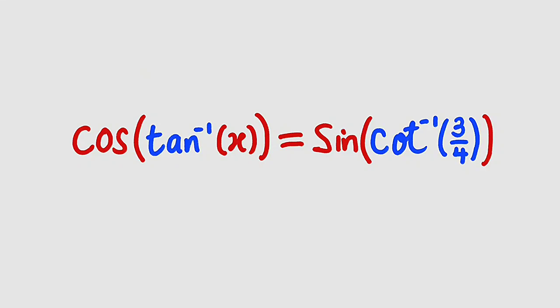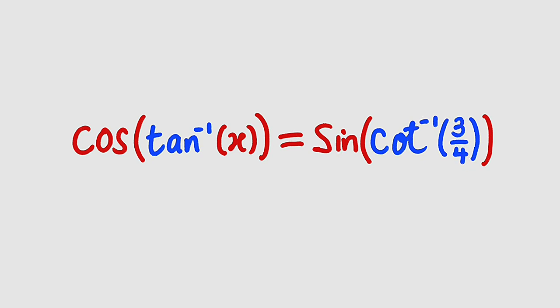Hello, good day viewers. In this tutorial we are going to find a solution to this interesting trigonometric equation without using a calculator. We want to solve for the values of x that will satisfy this equation: cosine of tan inverse of x equals sine of cotangent inverse of 3 divided by 4.